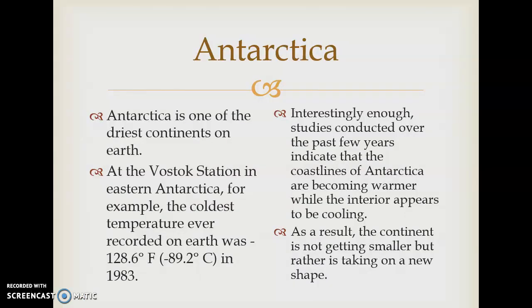How cold, you say? If you look at the second bullet here, the coldest temperature ever recorded on Earth was recorded there at negative 128 Fahrenheit or negative 89 degrees Celsius. That was back in 1983. It's also considered a desert because it's very dry. Even though you think there's a lot of ice and snow there, what qualifies something as a desert is the lack of rainfall or precipitation. So it doesn't get very much precipitation at all, and it's considered a very dry continent.